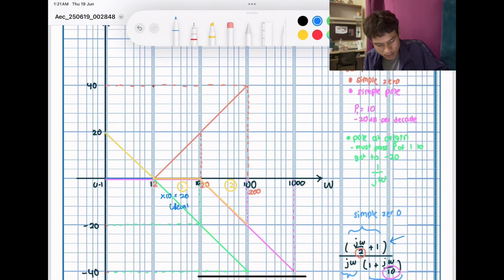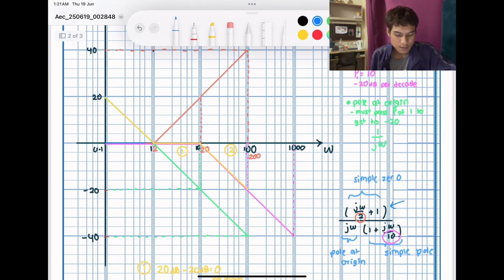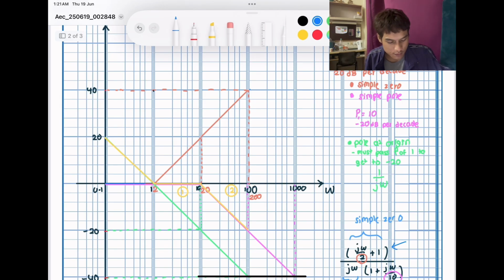So it will rise by 20 decibels at frequency 20. It will continue rising until its second decade, which is 200. By then it will have reached 40 decibels. So we are done with the simple zero. Now let's refer to the proper graph. The proper graph is the simple pole.